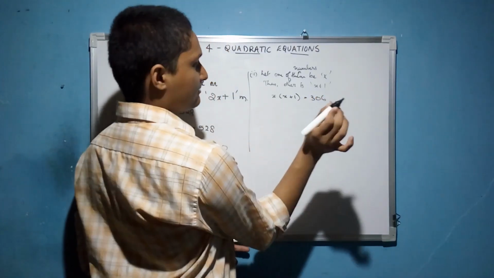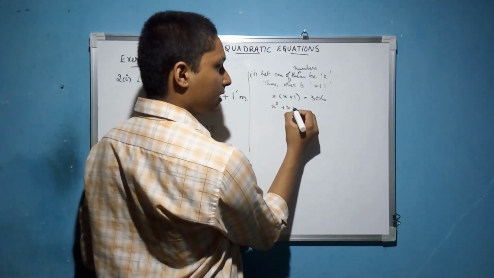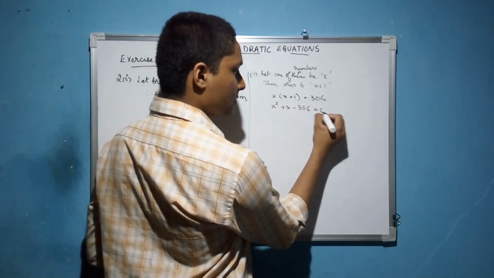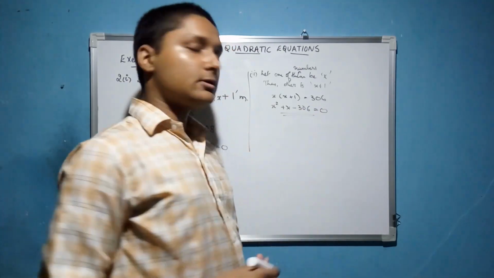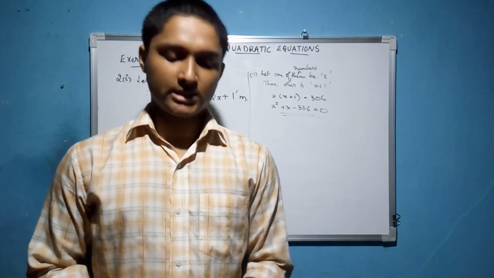So the remaining part is simplification. x square plus x, bringing this to the left side, becomes minus 306 is equal to 0. This is the required quadratic equation. Okay. Next we'll move on to the third question.